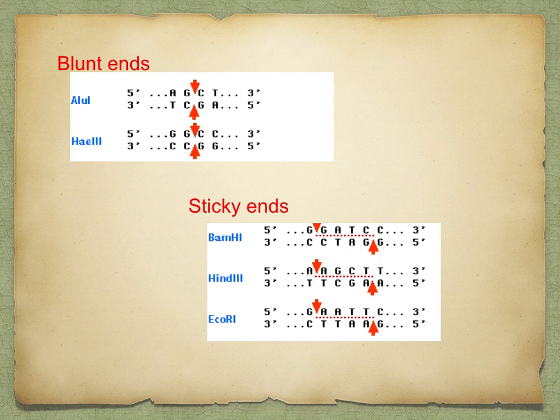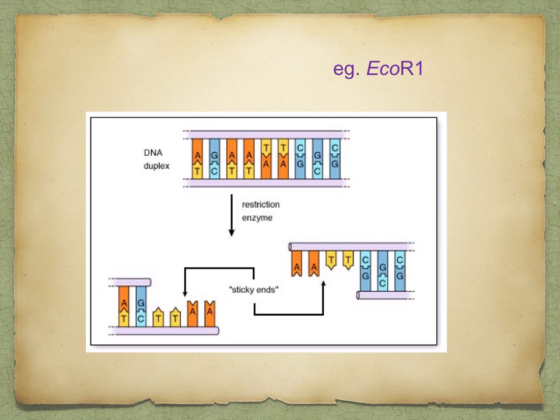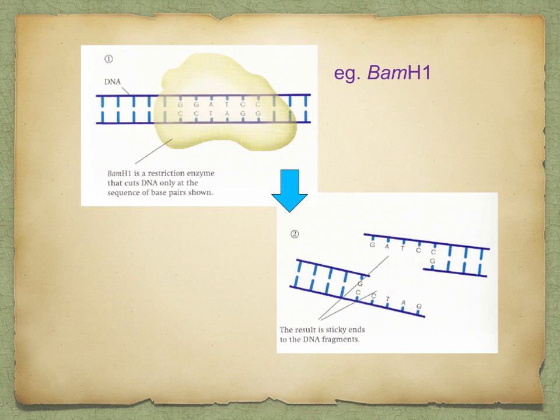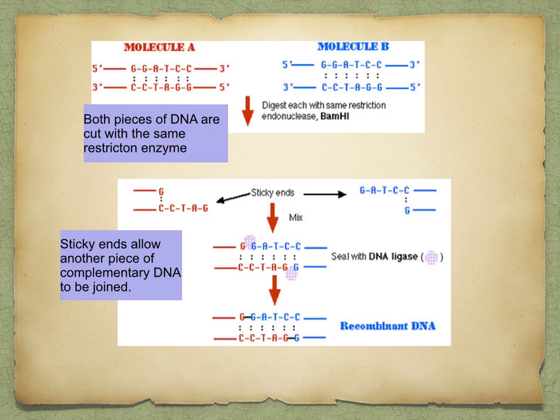So here you can see how the different enzymes recognize different base sequences. Notice how you get blunt ends at the top and sticky ends at the bottom. So some enzymes you might come across are EcoRI, this produces sticky ends, BamHI, now sticky ends allow another piece of complementary DNA to be joined.